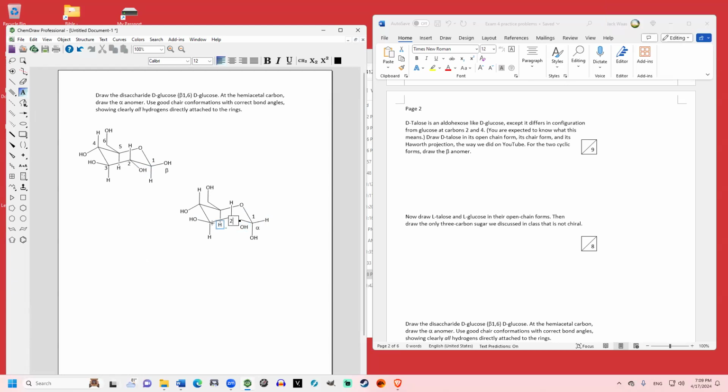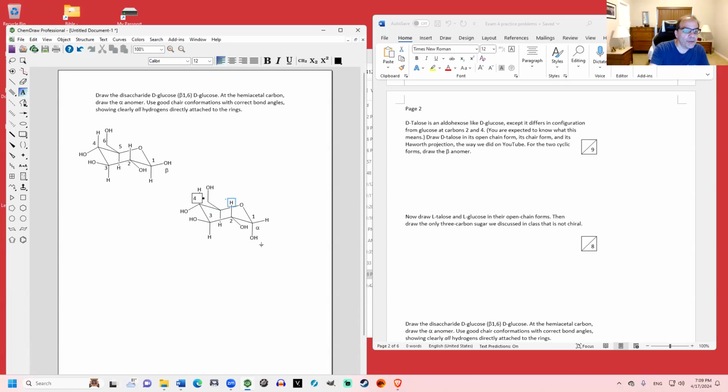Wait, but wouldn't that make that second glucose an alpha and not a beta? It's saying to draw disaccharide beta 1 to 6. Right, that's why I've put the OH beta on the first one. Oh, but what about the second one? Shouldn't the second one also be beta? Well, no, it says at the hemiacetal carbon, draw the alpha anomer. This is going to be our hemiacetal carbon. So I thought the wording, the beta 1 to 6, was referring to both, but that's just referring to the first one.